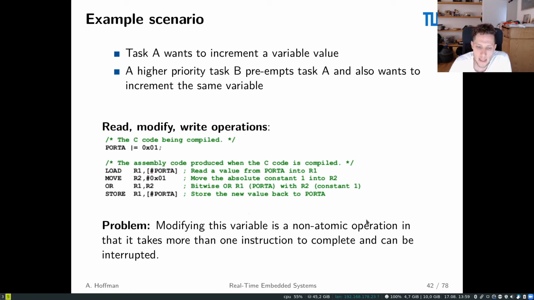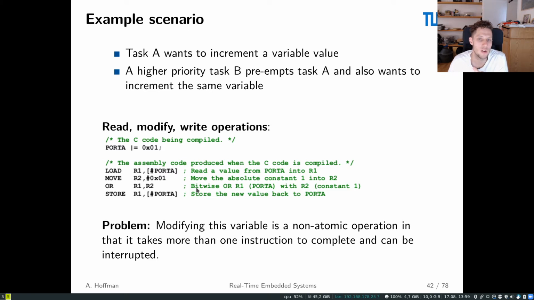And so the problem is that this increment is actually not atomic, meaning it takes more than one instruction to complete. We need 4 instructions here to increment the value of a variable in memory. An atomic instruction is when the incrementation of a memory location is done in one instruction.